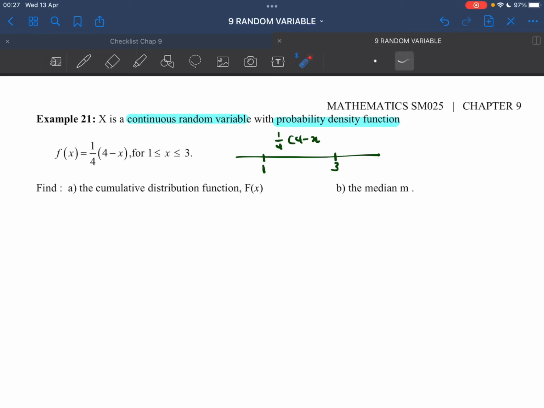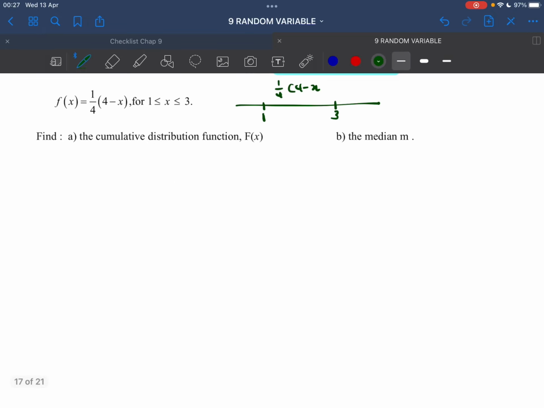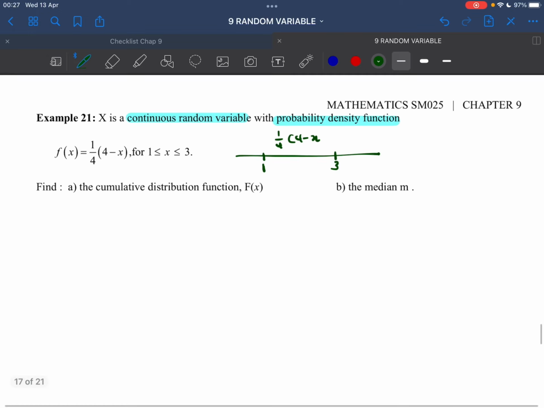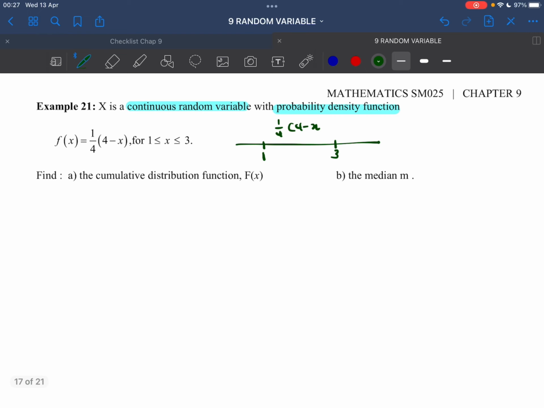Okay, the first question asks us to find the cumulative distribution function F(x). So now let's see. You know that from PDF to CDF you have to integrate. So we have to integrate for each and every range, which means for x less than 1, and then for x between 1 and 3, because given in the question here, and we have to integrate for x greater than 3. Okay, and obviously this will be 0.